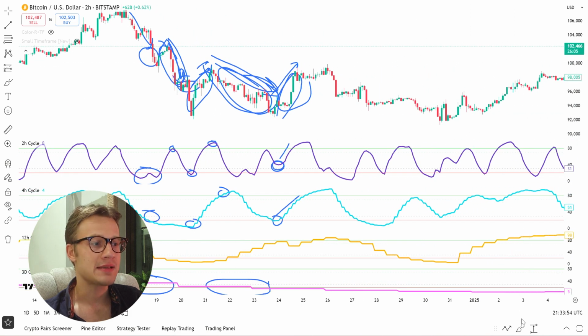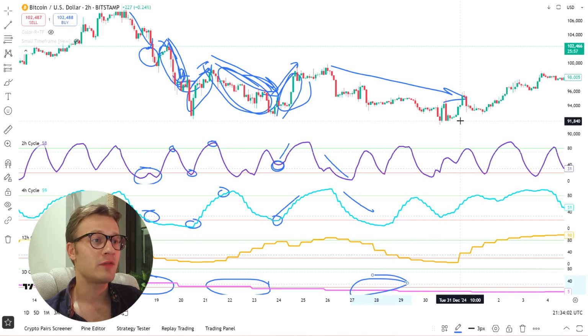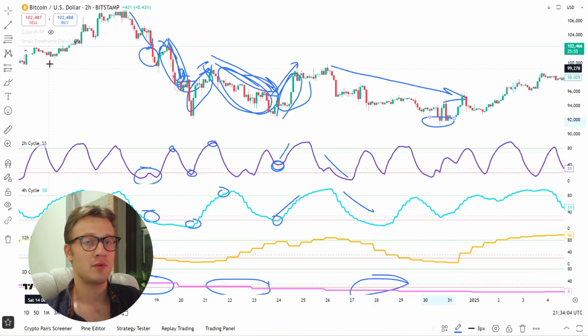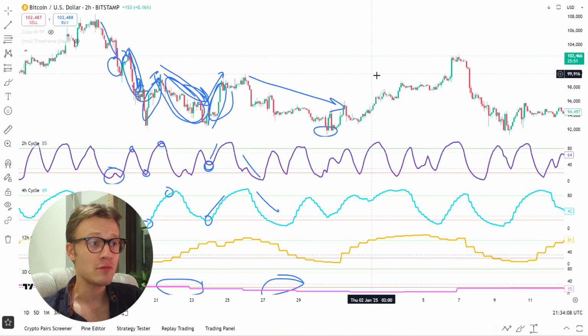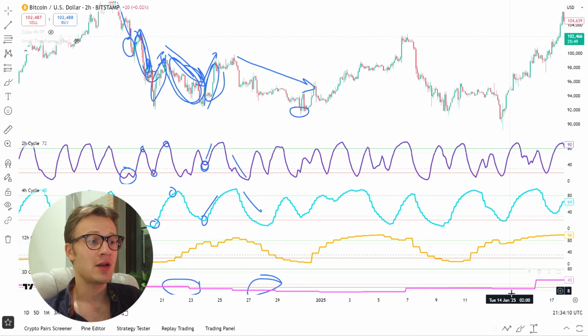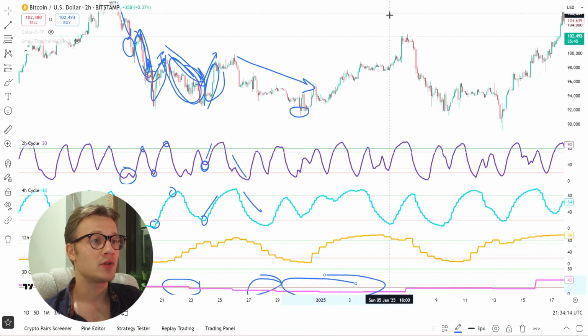What happened next? We actually, again, went down because the 4 hourly and the 2 hourly went down and the 3-day is still going down. And we formed an absolute bottom right here. Okay, so we needed actually to fully retrace and make an absolute bottom. And right after that, we started pumping up because the 3-day indicator slightly started to recover.